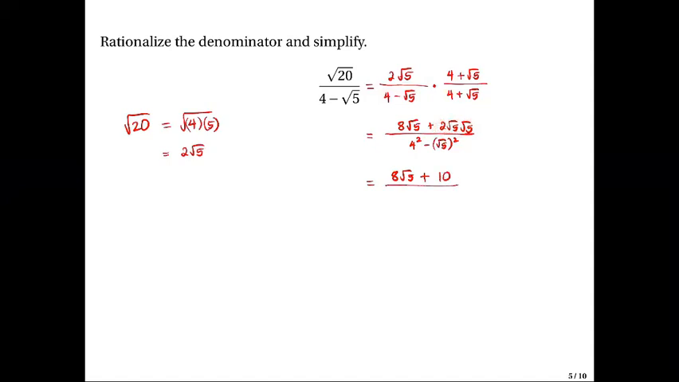And then on the denominator, we'll just have 4 squared, that's 16. And then square root of 5 squared, that's 5. So 16 minus 5 on the denominator. And simplifying this, we have 8 square root of 5 plus 10 over 16 minus 5, that's 11. So this is the final expression. Okay?